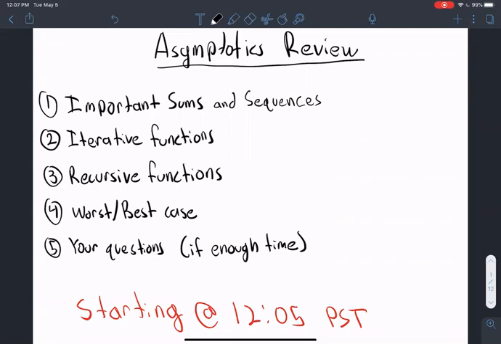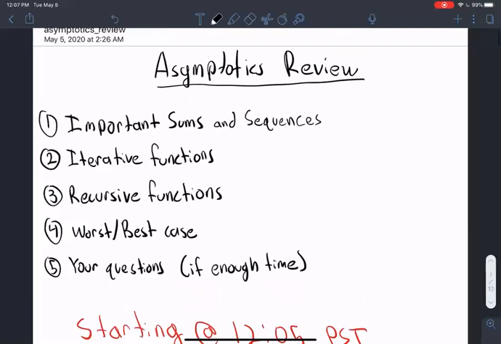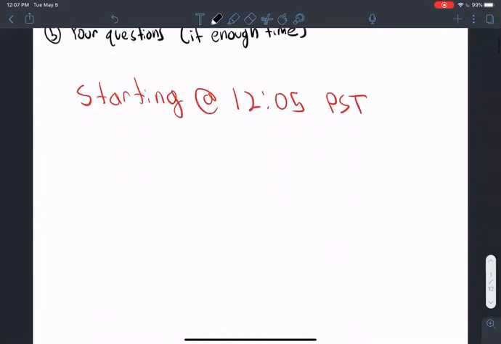So when to use O, when to use omega, when to use theta. And then at the end, if we have some extra time, and you have a question, or a function you wanted to do asymptotic analysis on, we can do that. So, okay, I think that's good. We'll just start into number one, the important sums and sequences.